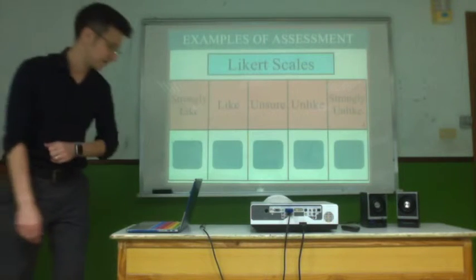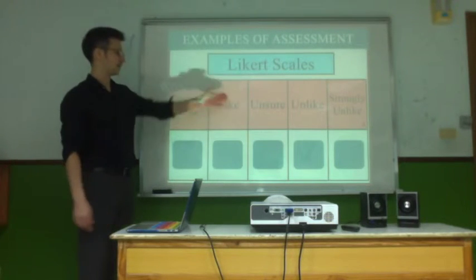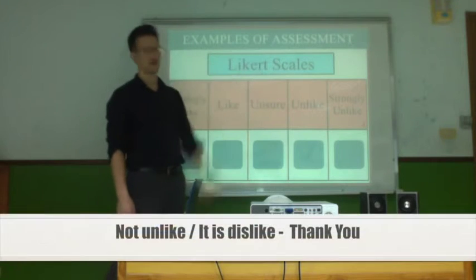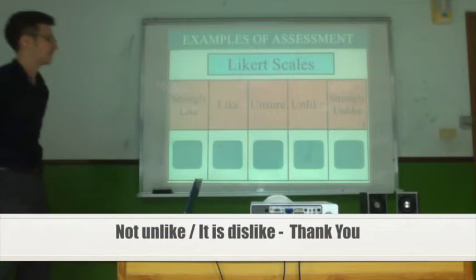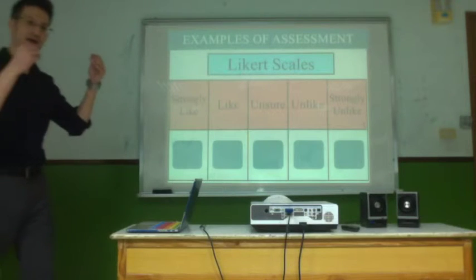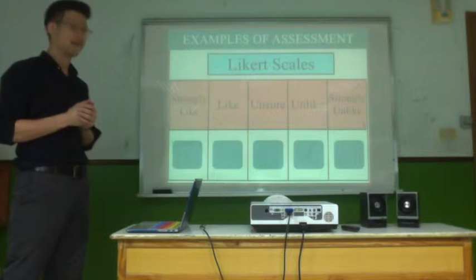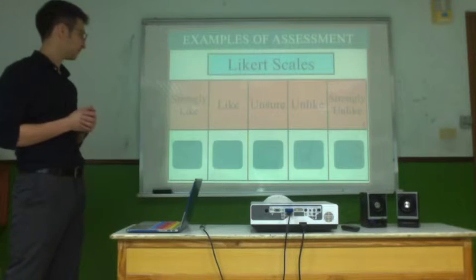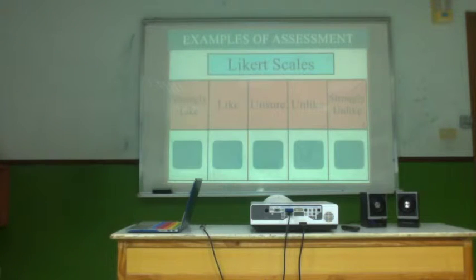This next one we see is if the student strongly likes, likes, is unsure, dislikes, or strongly dislikes it, right? So, for example, we will listen to 3 musical excerpts and see where the students fall on the scale. Letter A.